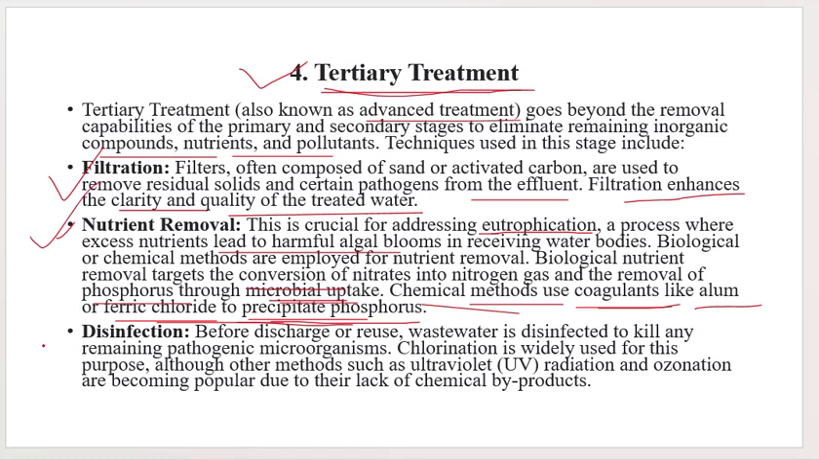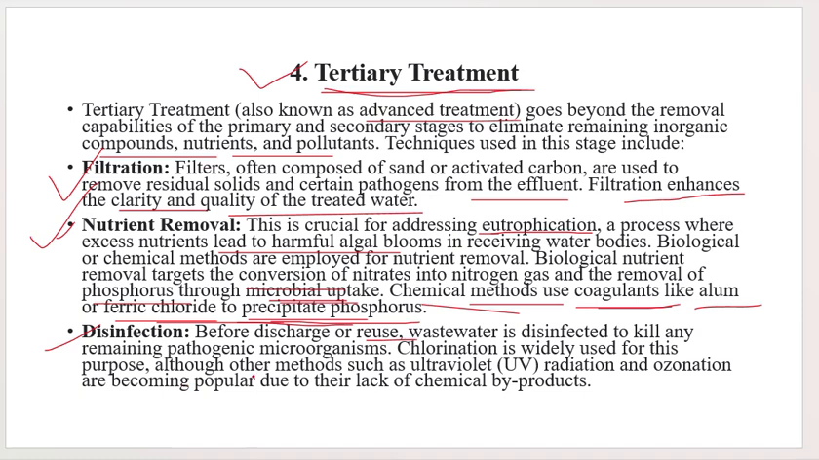Then disinfection. Before discharge or reuse, the wastewater is disinfected to kill any remaining pathogenic microorganisms. There might be some pathogens still remaining in the treated water, so we need to treat them using a chemical process, or through disinfection. Chlorination is the most widely used for this process.